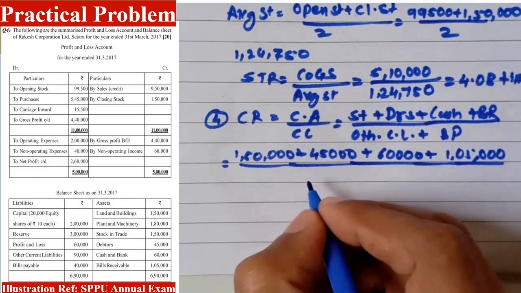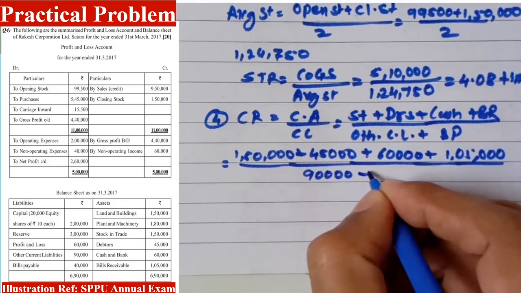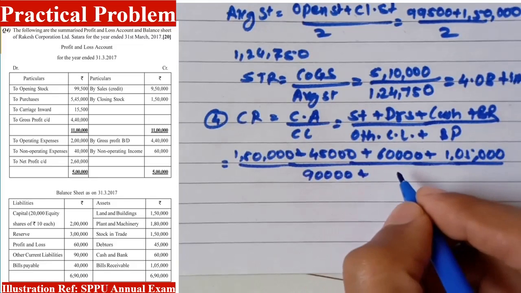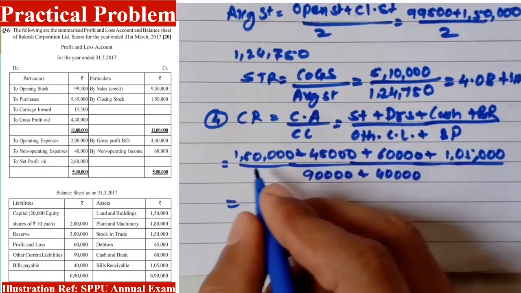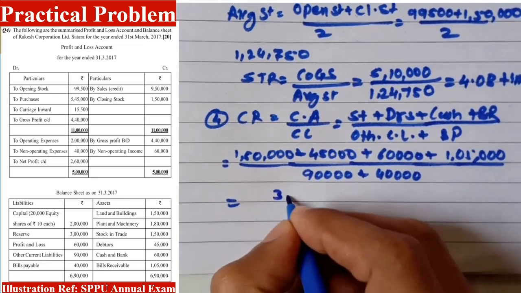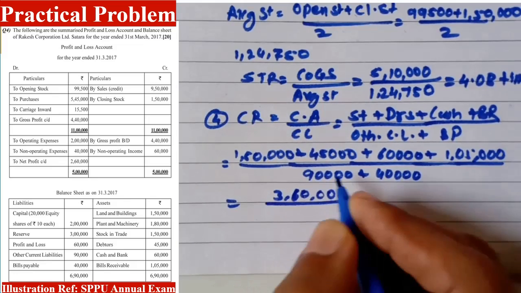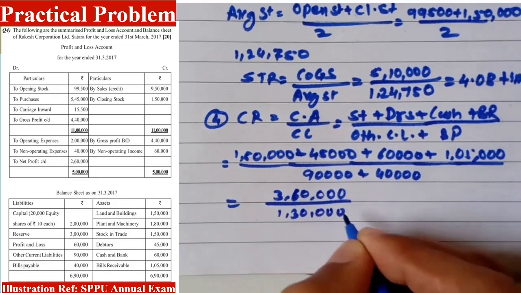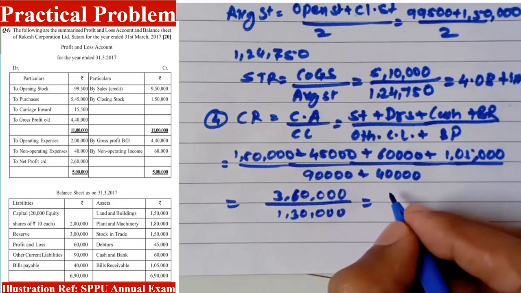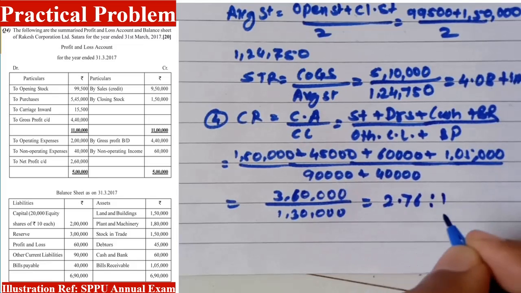Upon other current liabilities, 90,000 plus 40,000 bills payable. So the total of current assets is 3,60,000 and total of current liabilities is 1,30,000. So current ratio becomes 2.76:1.